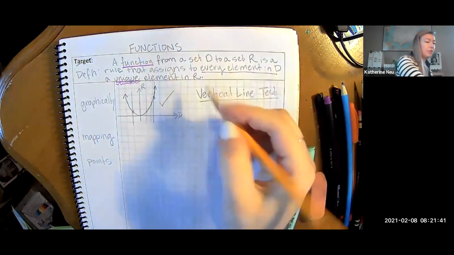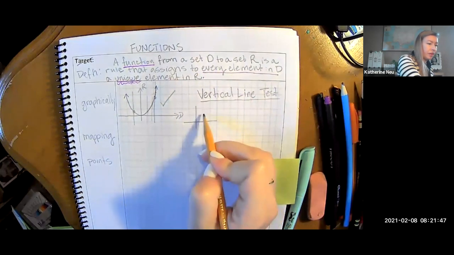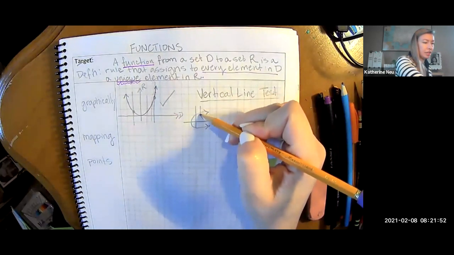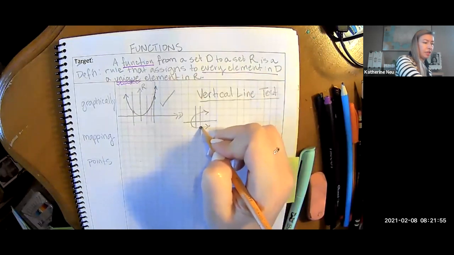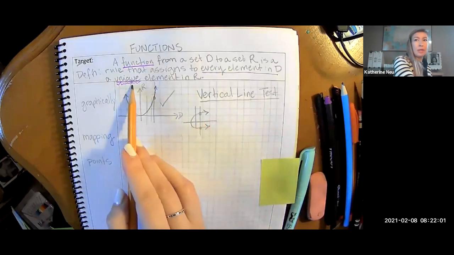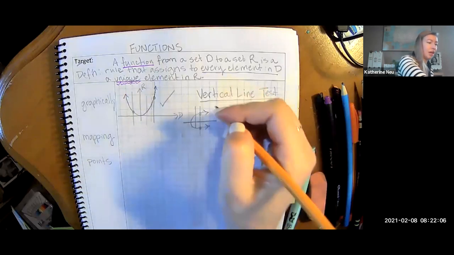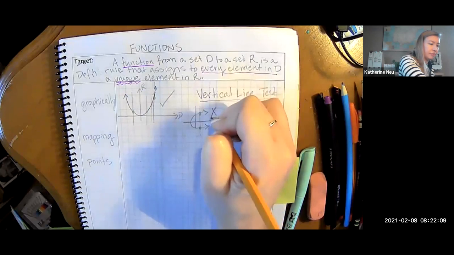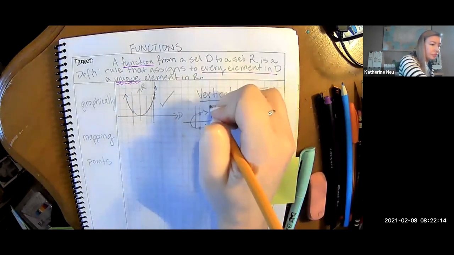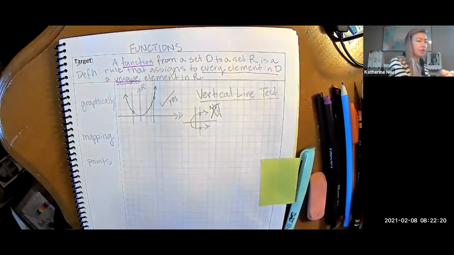What if I swap it and I turn it on its side? Like this. Here, if I do the vertical line test, I drop a vertical line down, it hits in 2 different spots. And so that's not giving me a unique element popping out in R. There's 2 of them for 1 input. I'm getting 2 outputs. So that is not a function. Not a function.